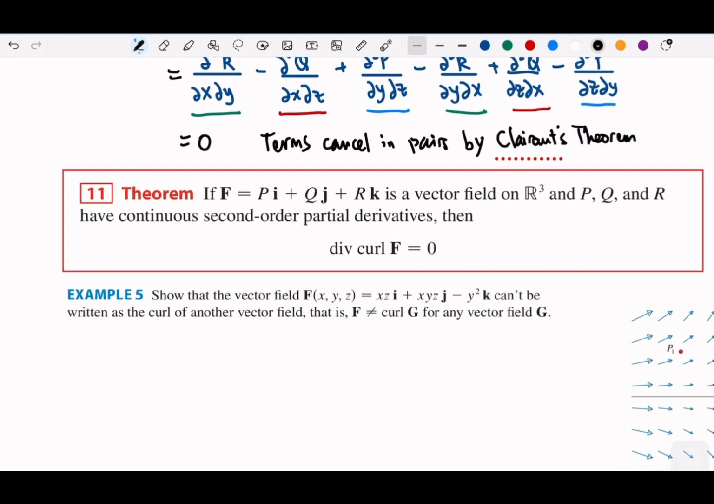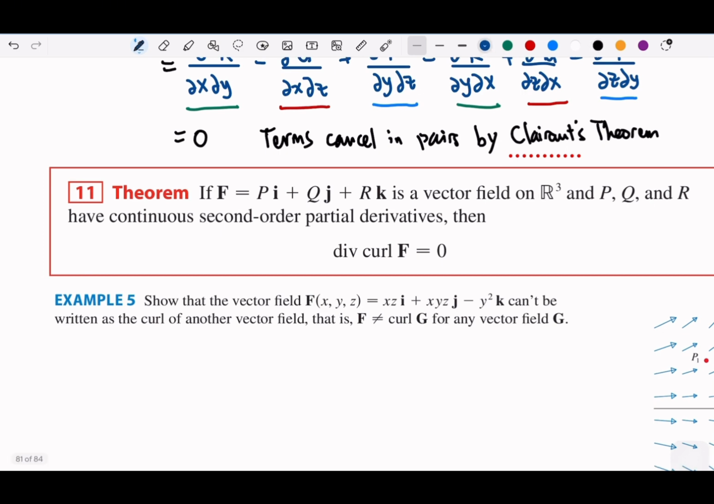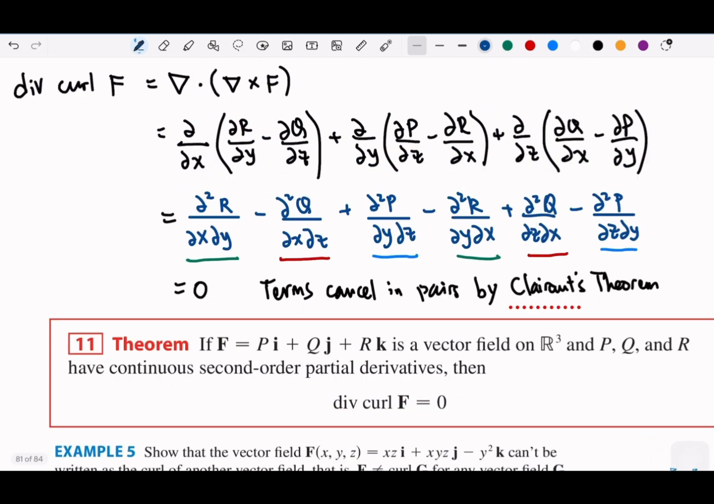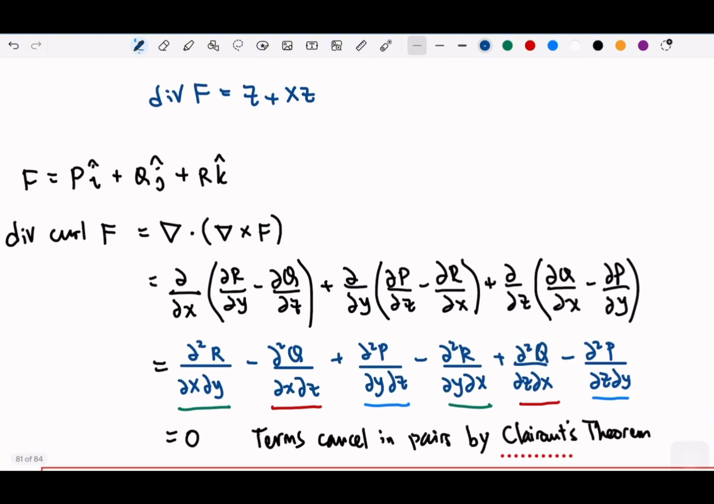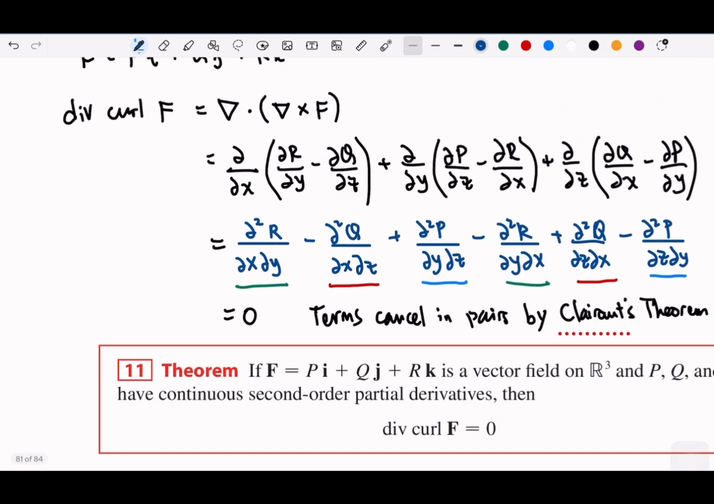This is a quick example on this theorem. If you see example 5 here, we have the same vector field as in the previous example. Show that this F cannot be written as the curl of another vector field, such that F is not equal to curl G for any vector field G. We know that div F from our previous example is z plus xz.